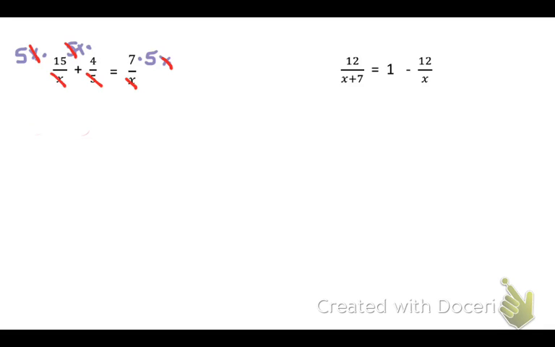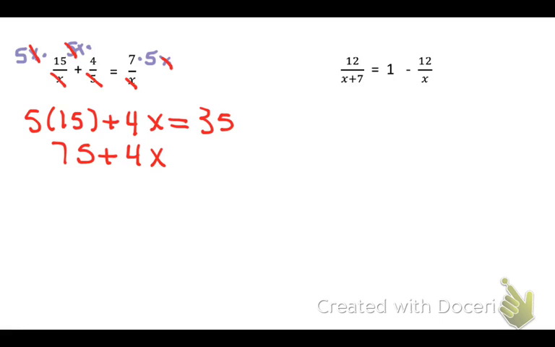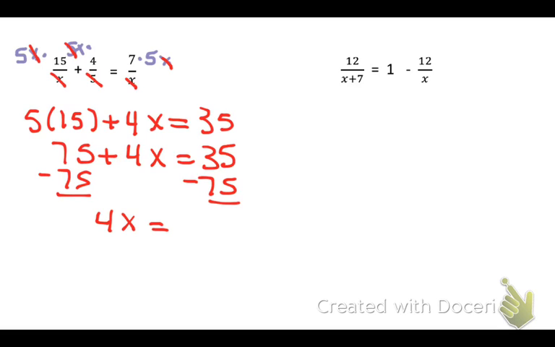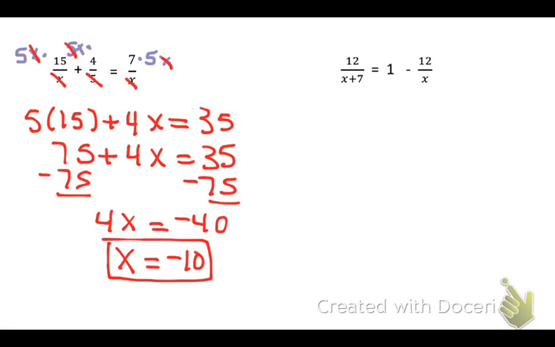I'm going to use parentheses. That's just a little cleaner. I'm going to use 5 times 15 plus 4x equals 35, which is 75 plus 4x equals 35. We can subtract 75 from both sides. So 4x equals negative 40, x equals negative 10. And if we substitute this back into our denominators, none of our denominators come out to 0.